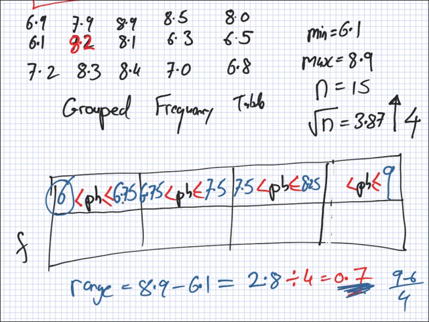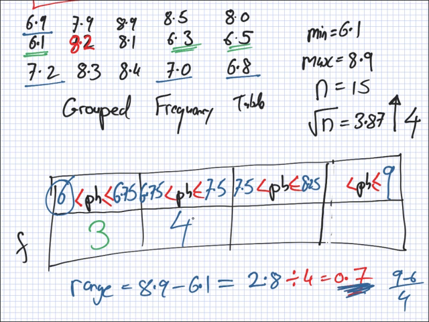So how many are between 6 and 6.75? Is it 3? 1, 2, where's the third? 3. Yeah. 3. Okay, between 6.75 and 7.5. How many is that? 1, 2, 3, 4. 4, yeah?